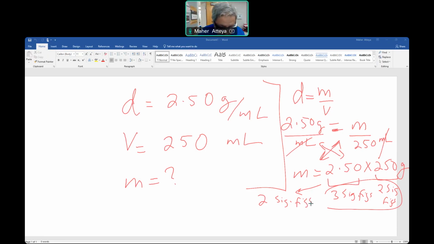Okay, so now we'll go for Lewis dot structure.